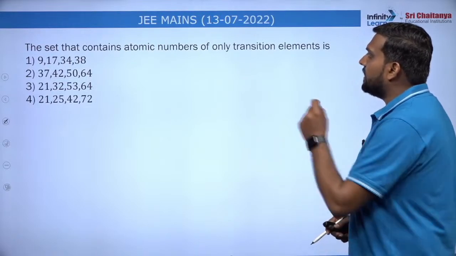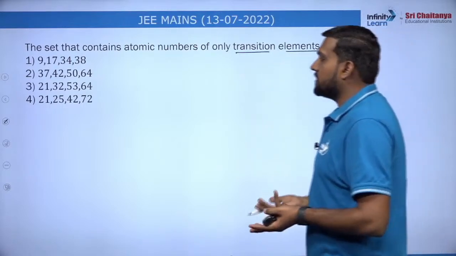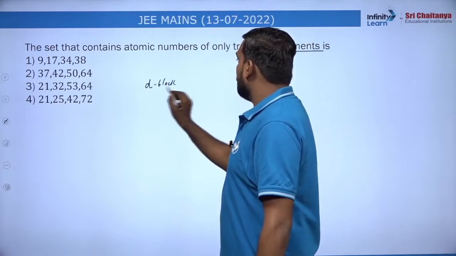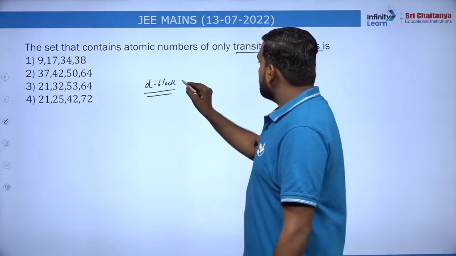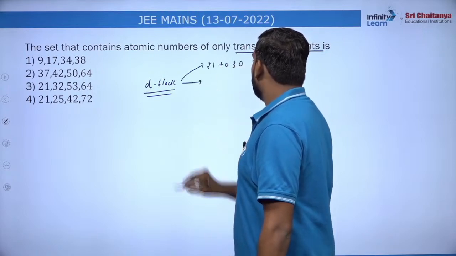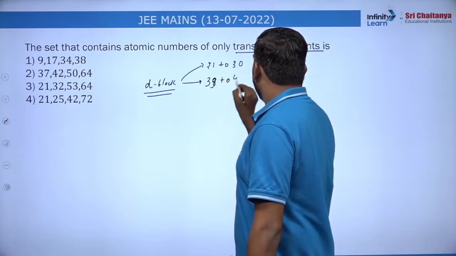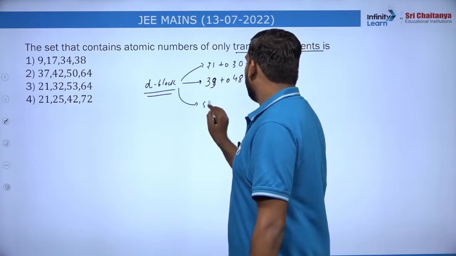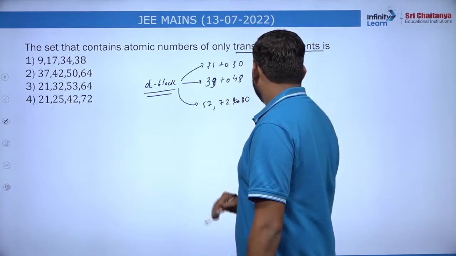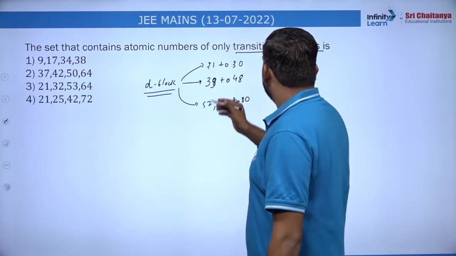The set that contains atomic numbers of only transition elements. So where are the transition elements' atomic numbers? Let me write it for the D block. Okay, so I'm writing the atomic numbers which are present in the D block. It contains basically from 21 to 30, then basically from 39 to 48, then 57 and 72 to 80. Okay, this much will be enough because I don't see any value greater than 80. So you can go for this.